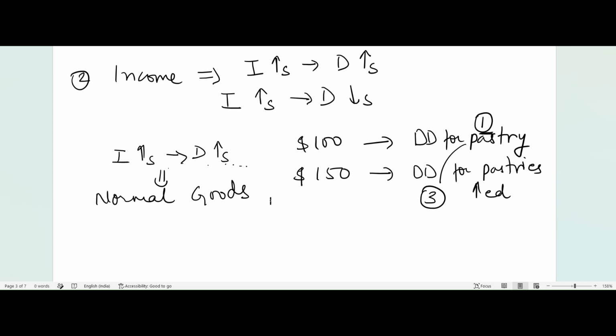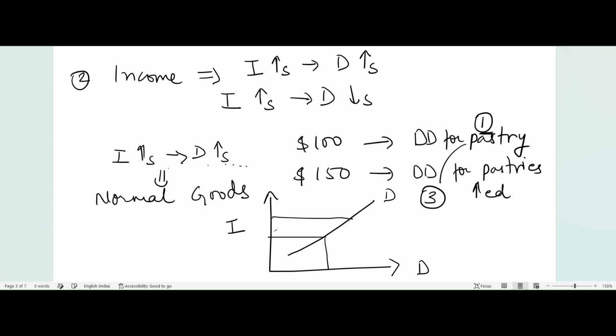And the graph for your normal goods would be with respect to income. So I'm now drawing the graph of income and demand for normal goods. For those, the demand would be an upward sloping curve. At this income level, I was demanding a certain amount of pastry. As my income increased, I started demanding more pastries.